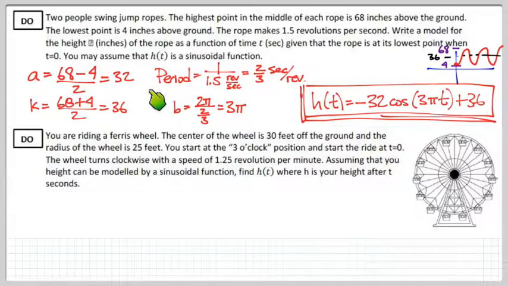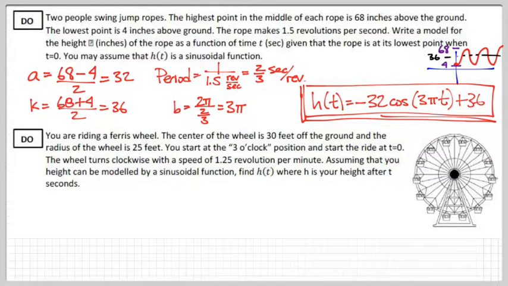Negative 32, that's our amplitude. The negative because I'm starting at the min instead of the max of my cosine. It's basically a reflected cosine. B is 3 pi, so I put that here. No horizontal shifting going on. Plus 36, which is our value of k.